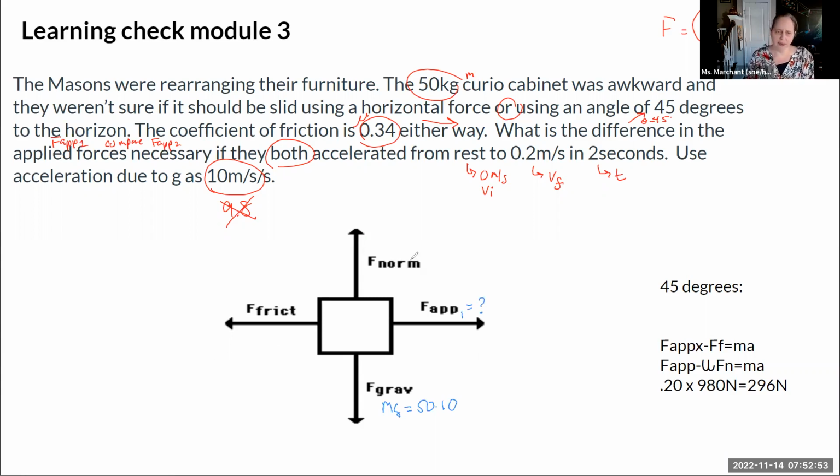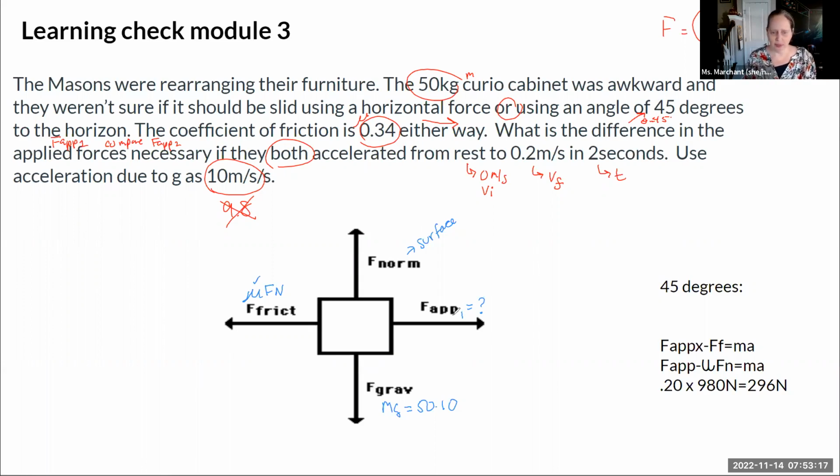Force of normal. I do have a surface force. So I will have a force of normal. Force of friction, they gave me a mu. Remember, force of friction is equal to mu times the force of normal. So I have a mu. I don't have a force of normal yet, but it's looking like I should be able to calculate that. So here is my correct free body diagram.